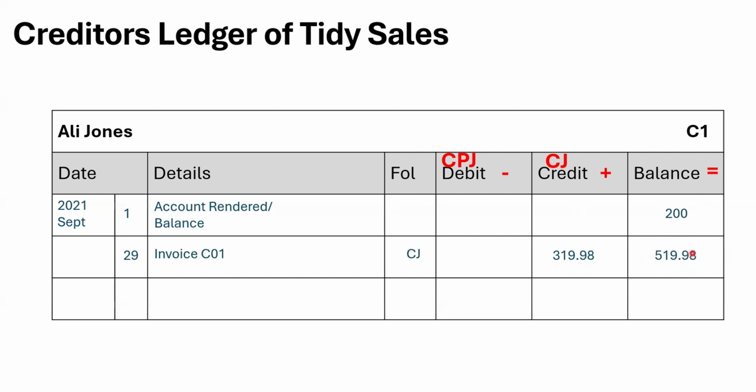Then if you remember, on the 30th we've paid 300. So day 30, the EFT, the source document, EFT01, CPJ. And now if I pay them, I will debit, minus 300. To get my new balance, I use that previous balance of 519 minus the 300. And my new balance is then 219 and 98 cents.